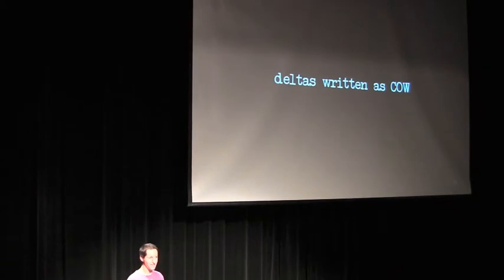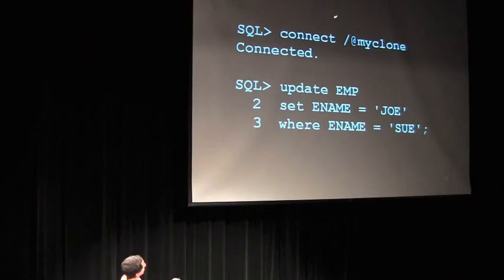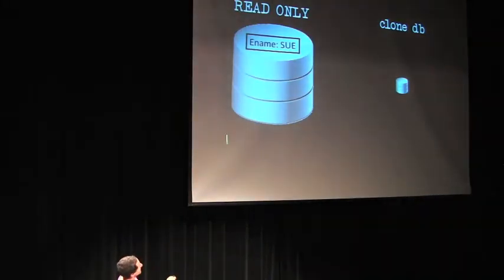Right? What happens is the backup stays read-only. As it's open to read-write and you allow people to make updates, those deltas are written to a separate area. So what happens is I connect to my clone database, I do an update. Here's my read-only image copy backup, which is still a totally valid backup. I'm updating ename of Sue to something else. The delta is written and disappears off into the ether.